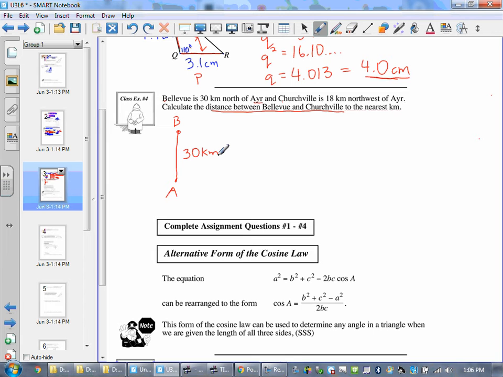And then Churchville is 18 kilometers northwest. So never eat shredded wheat, northwest. So C somewhere over here. And it is 18 kilometers northwest of here. So this side will be 18. We have an issue. We have an issue.